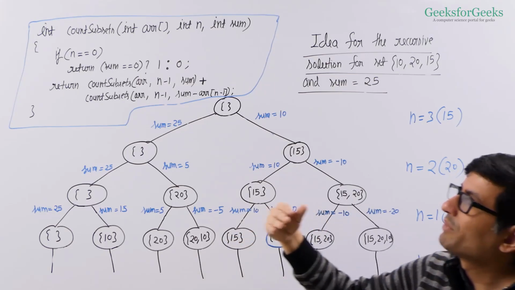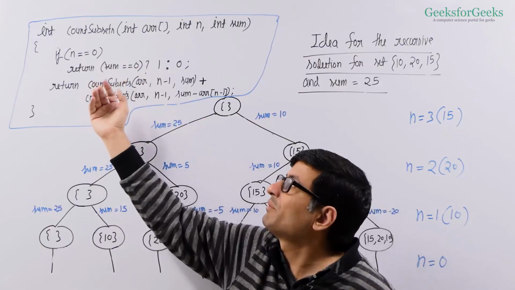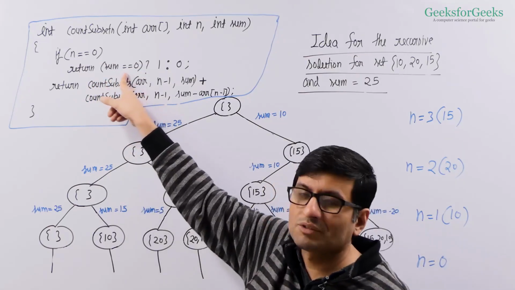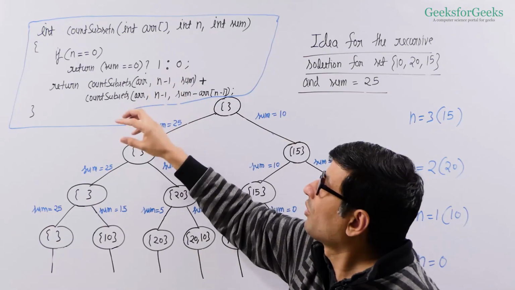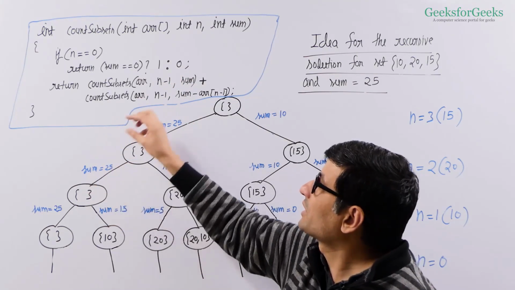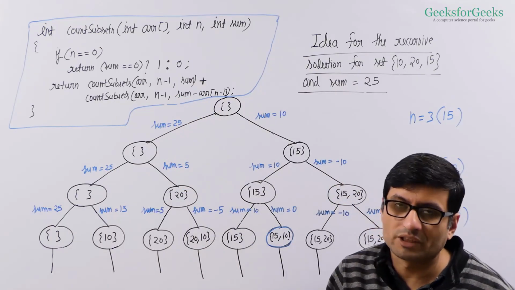At the end, what will happen? You would have processed every element, and your n would become 0. When n becomes 0, you simply check if sum is 0, then return 1, otherwise return 0. So if there were multiple subsets, they would be accumulated in the recursive calls and you will get the count of all these subsets.